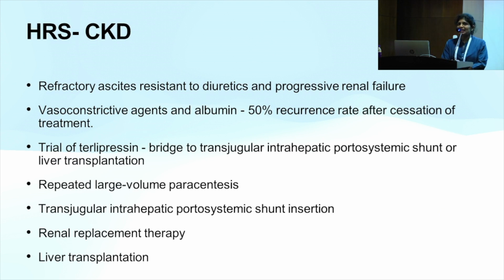In HRS-CKD, usually we see refractory ascites, which is resistant to diuretics, and there will be progressive renal failure. With albumin and terlipressin, there will be a high rate of recurrence in these patients. So here high volume paracentesis is what is indicated. In addition to that, TIPS can be done. The definitive treatment will be liver transplantation. So to bridge the patient to liver transplantation, we can do renal replacement therapy.